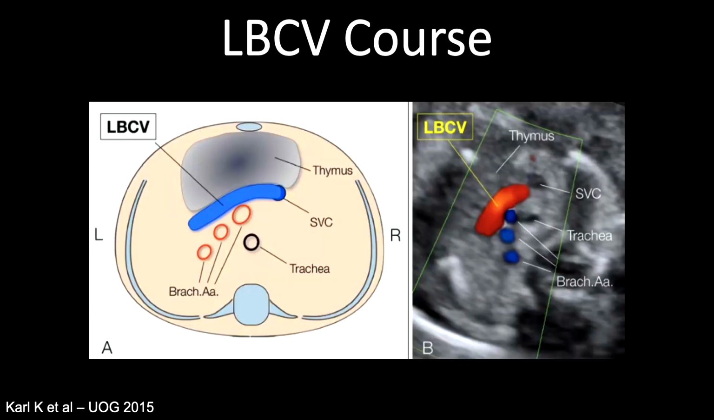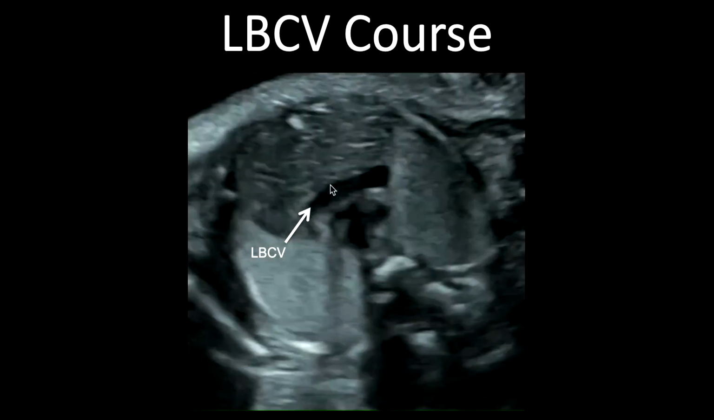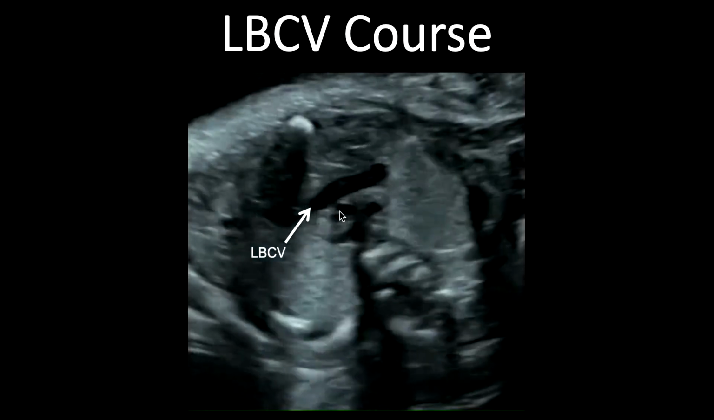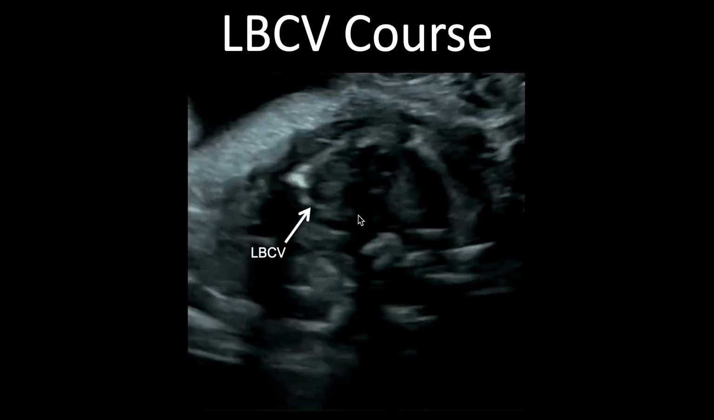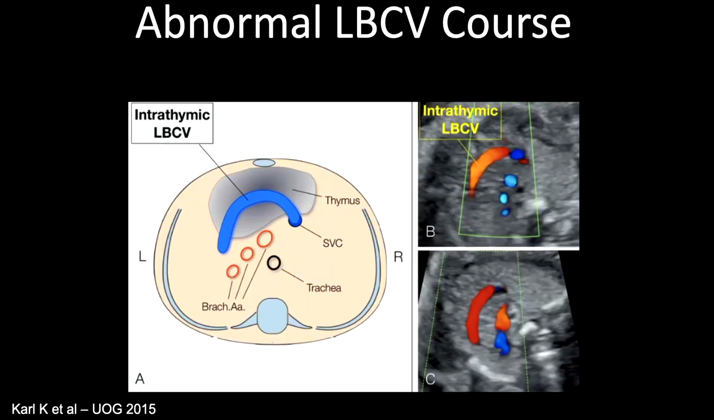Finally, the abnormal course of the left brachiocephalic vein. This is the normal anatomic location at the borders of the thymus gland, as you see right here. And here you see it on grayscale imaging. And these are branches of the aortic arch here. But it could be intrathymic, meaning it courses in the middle of the thymus.